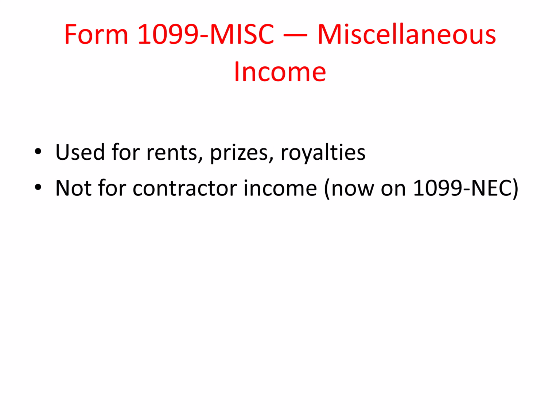Form 1099-MISC, Miscellaneous Income. When you get it: for rents, prizes, royalties, and other odd types of income. Important fact: this is not for contractor income anymore. That moved to the 1099-NEC.